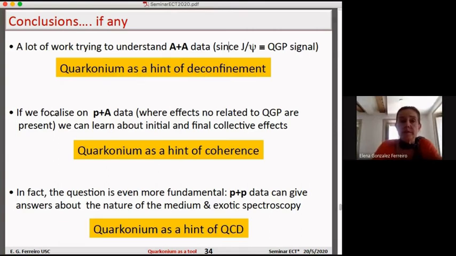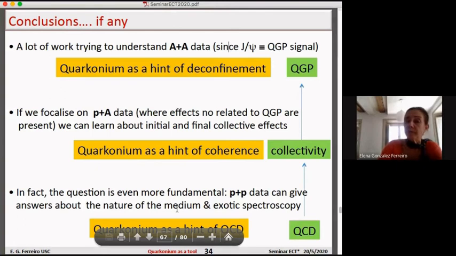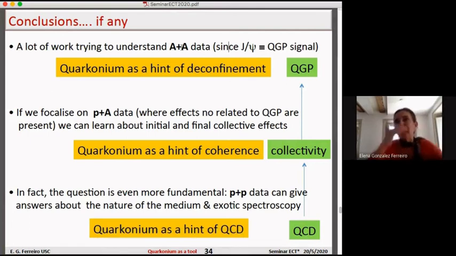So the quarkonium would be a hint of the confinement for nucleus-nucleus, but also a hint of coherence and a hint of QCD in that way. Another way of studying things is starting from here and going up to here. We studied the contrary, and that has made this field for years kind of too complicated, more than it should be.